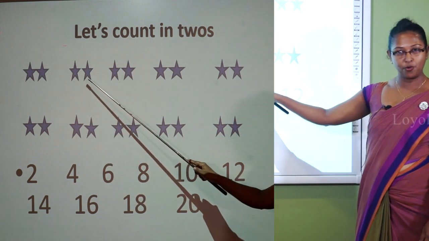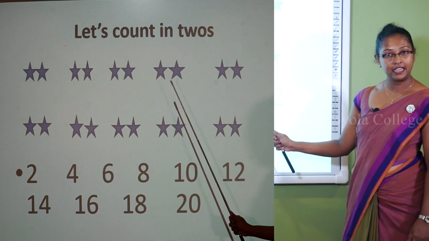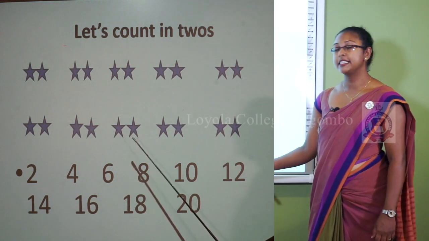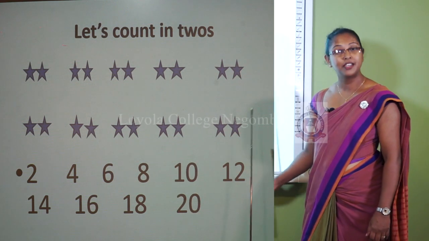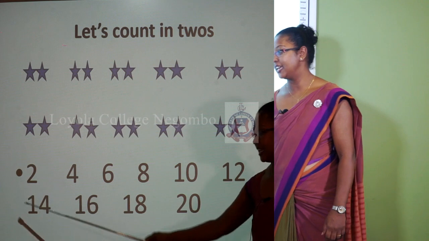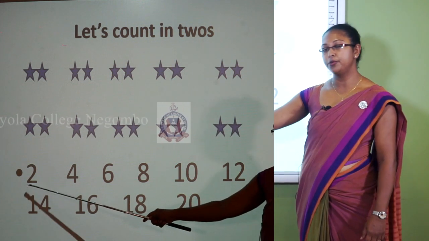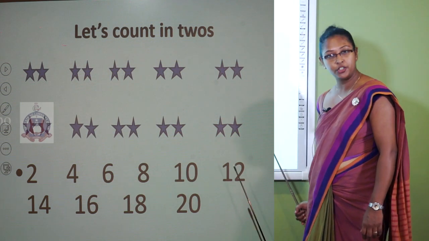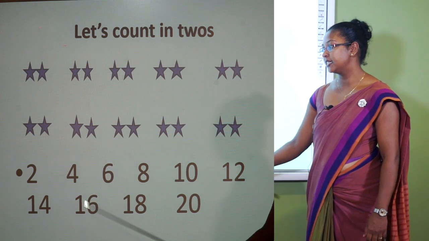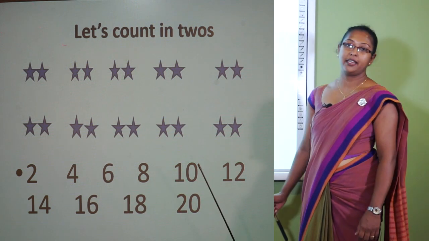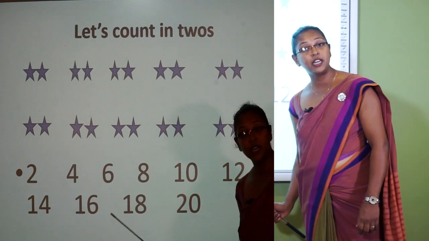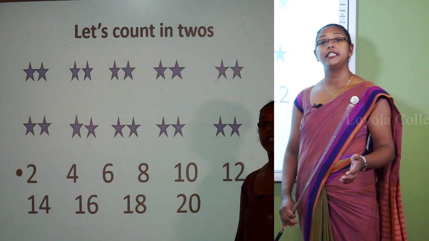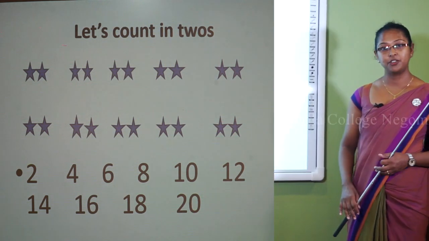2, 4, 6, 8, 10, 12, 14, 16, 18, 20. Very good. And here are the numbers 2, 4, 6, 8, 10, 12, 14, 16, 18, 20. Good. So now we are going to learn how we use these numbers to construct a multiplication table. Let's see how to do that.